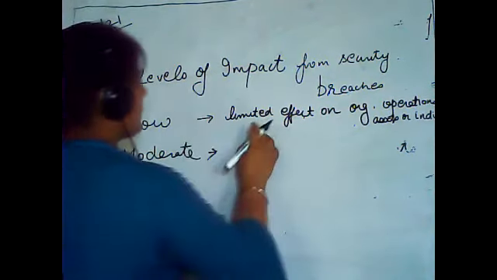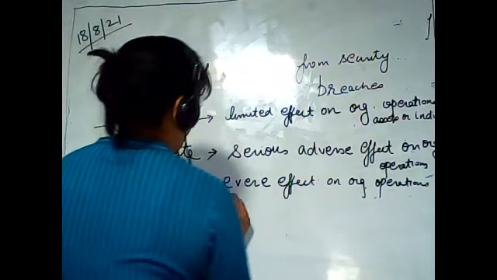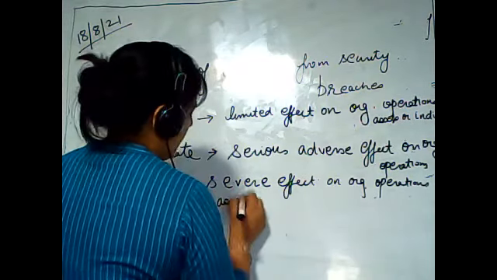Right? This was your moderate impact, and the last one is your high impact. So what is high impact? It can have a severe effect on the organizational operations, assets or individuals.